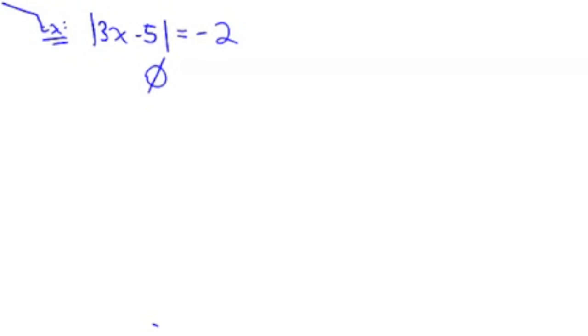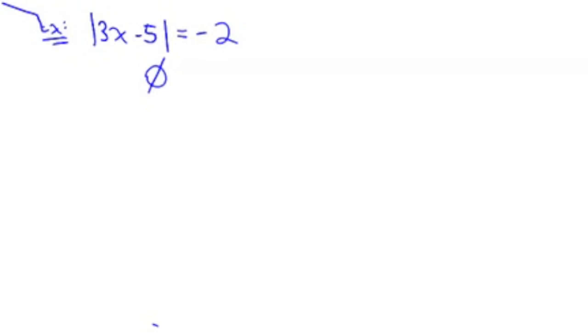In other words, you didn't have to do a lick of work. You just had to look at it and go, oh, positive number on one side, negative number on the other side? Impossible. Now, if you went through and you got answers, plug them back in and see what happens. What happens is you'll get 2 on this side, and it's equal to negative 2, and that makes absolutely no sense. So be careful with absolute values. They have to equal positive numbers.